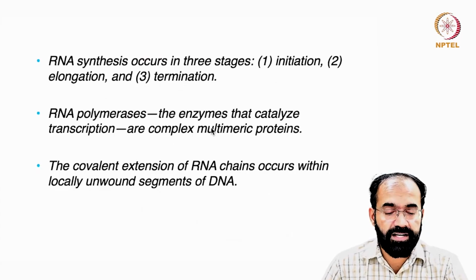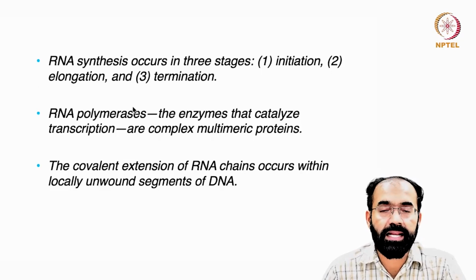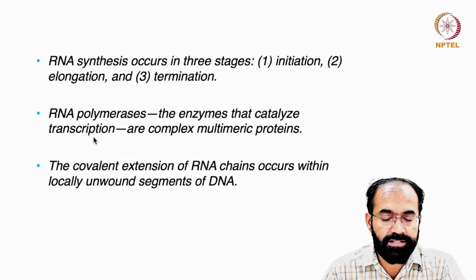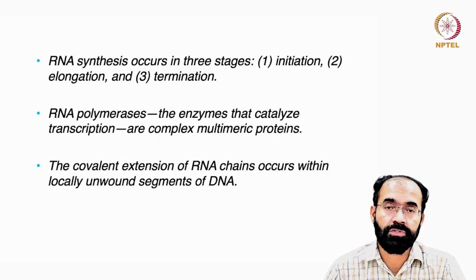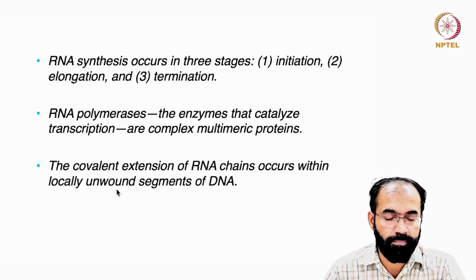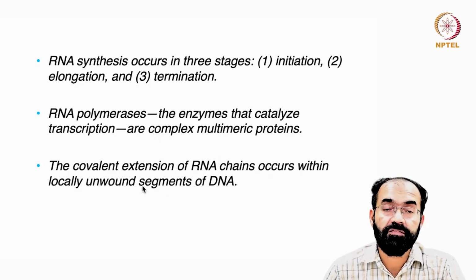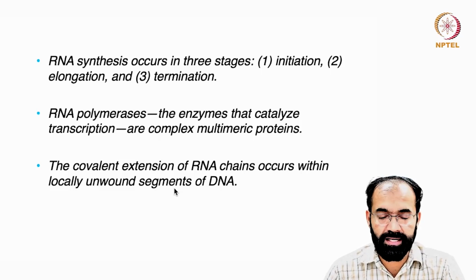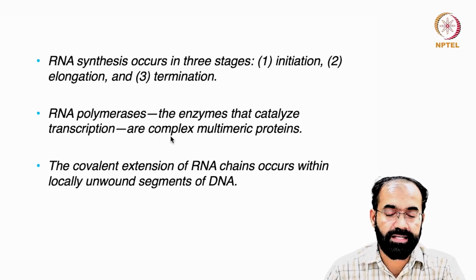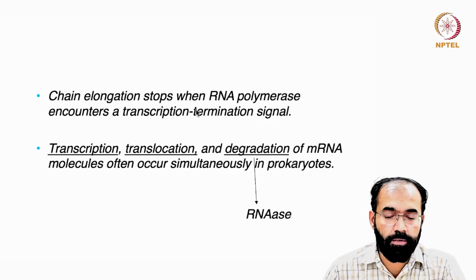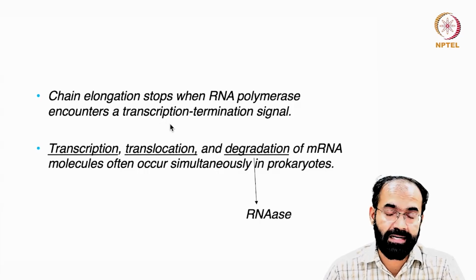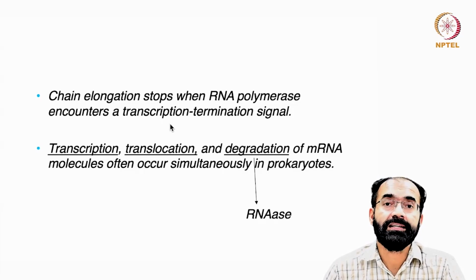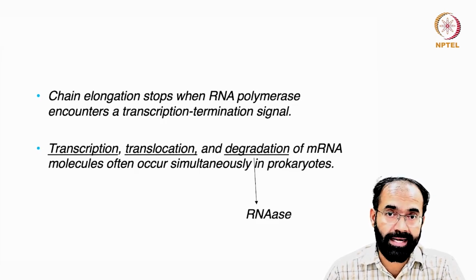So RNA synthesis in general occurs in 3 stages: initiation, elongation and termination. And the RNA polymerase, the enzyme that catalyzes the transcription, is a complex multimeric protein. We have seen it. There is a tetrameric core and also sigma factor, so that forms the holoenzyme. The covalent extension of RNA chains occurs within a locally unbound segment of DNA. So this is the recap of what we have seen so far. Chain elongation stops when RNA polymerase encounters a transcription termination signal. The dissociation happens either in a Rho-dependent or Rho-independent manner.